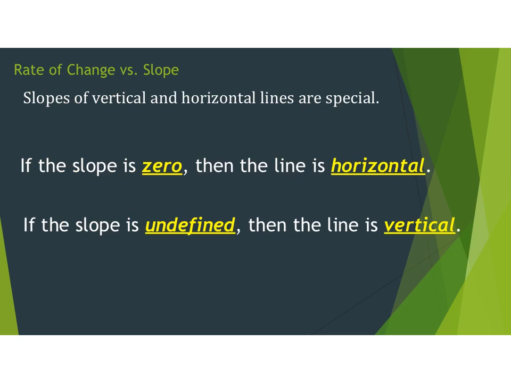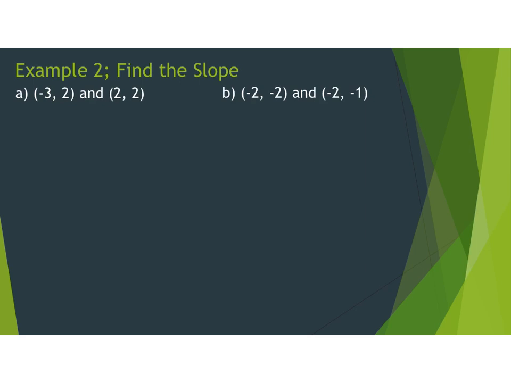There are certain instances where there are special slopes. Slopes of vertical and horizontal lines are what we could call special. If a slope is 0, then the line will be horizontal. If a slope is undefined, then the line is going to be vertical. So now we're going to find the slope of these two lines.